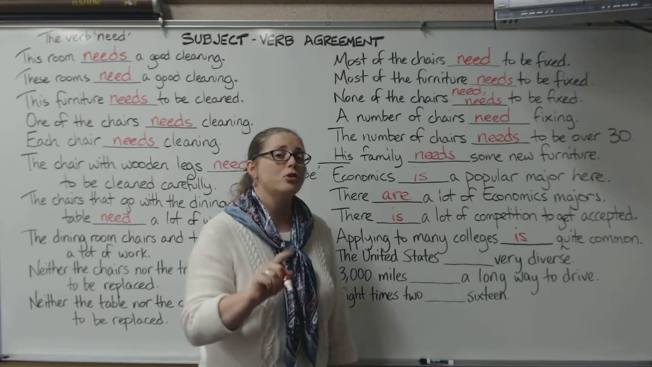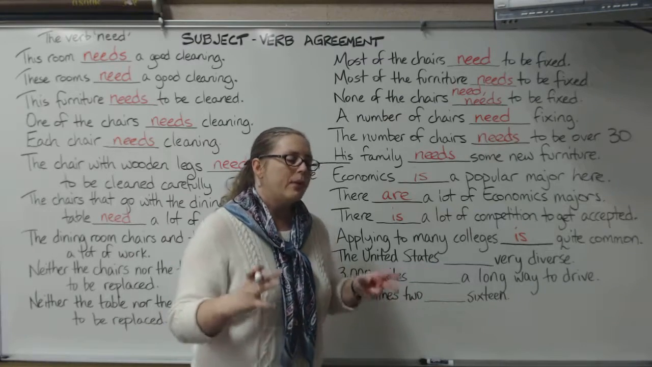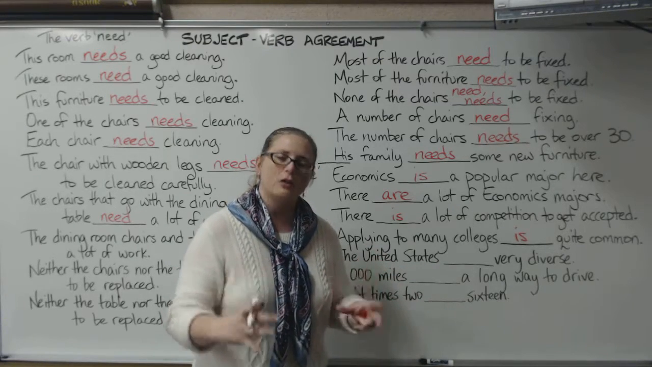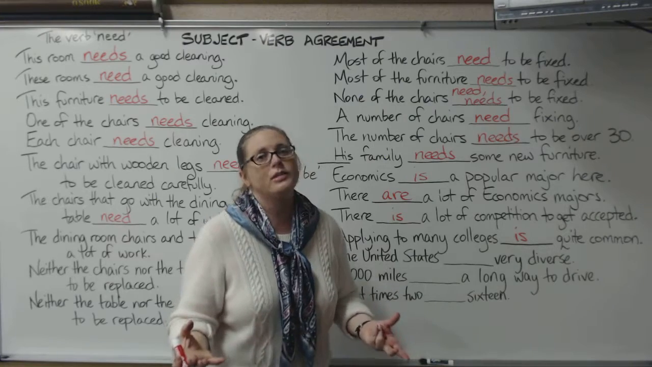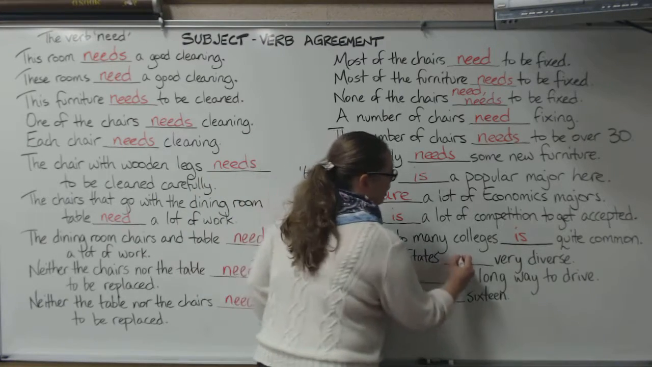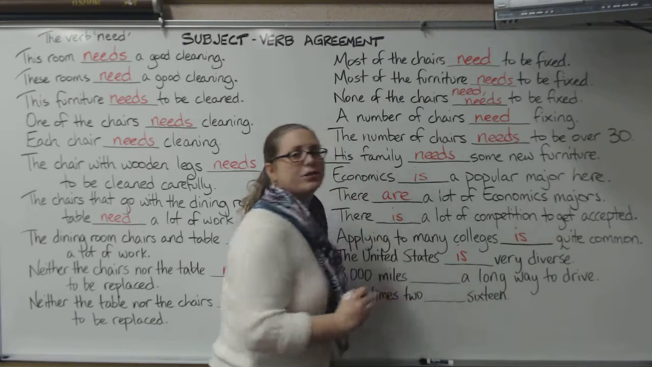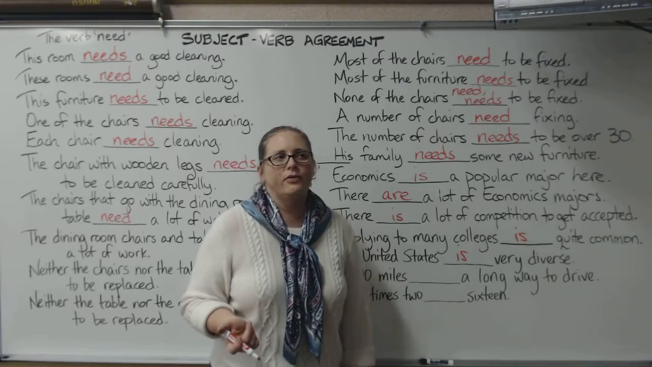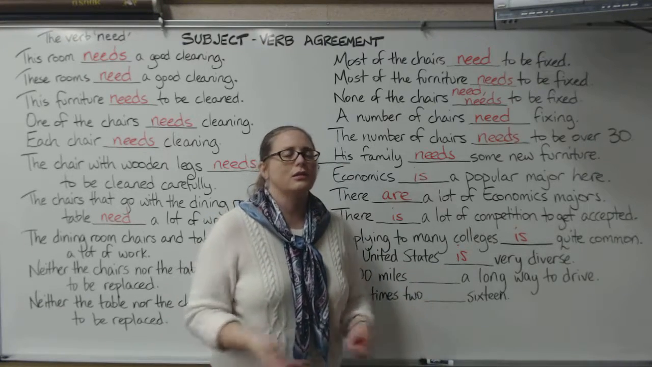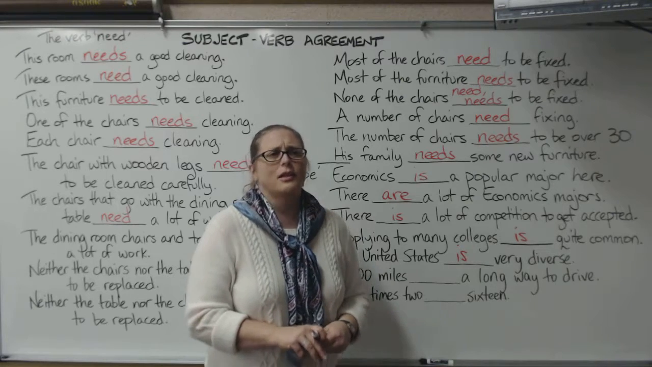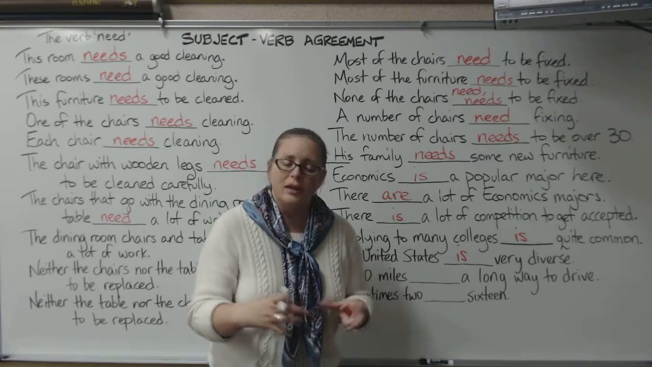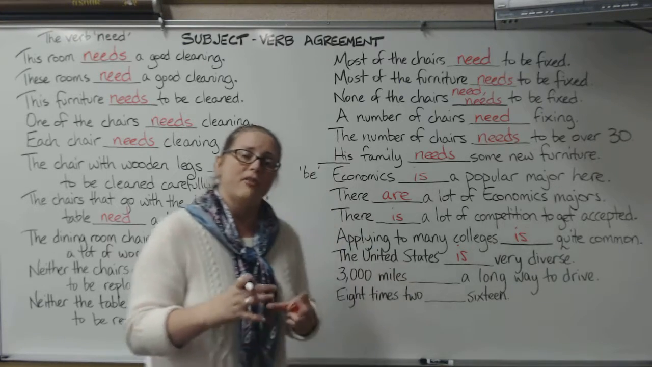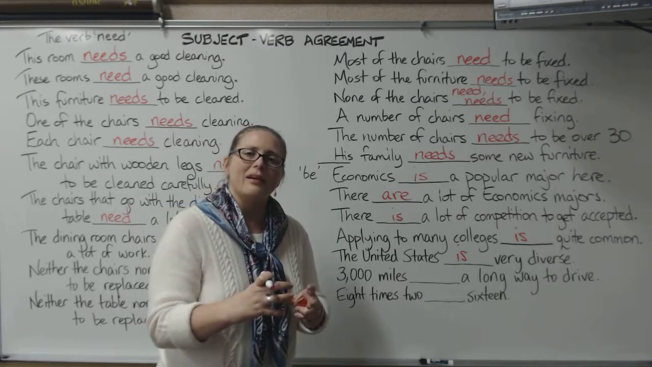The United States. This is one country. It's a group of states, but we consider it as a country name, and so it is singular. The United States is very diverse. You're going to have other examples of that with the Philippines or the Netherlands. Even when it's a collection, if it's used as the name of one collective group.